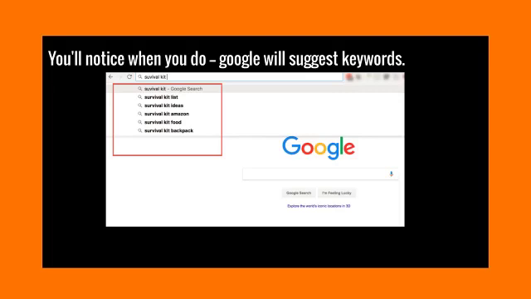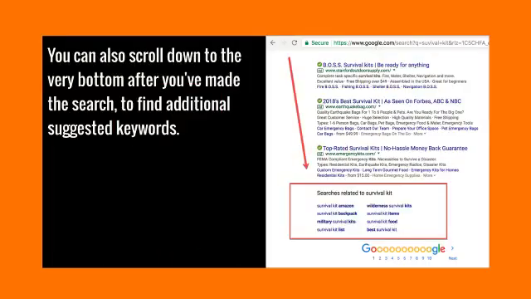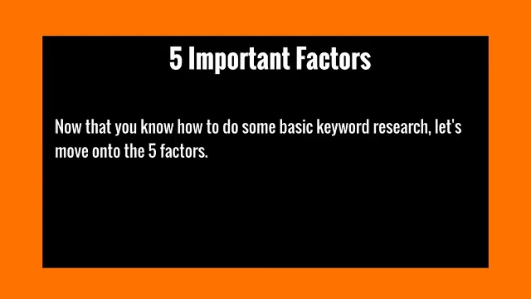If you type in the keyword and you press enter, and you scroll all the way down to the very bottom, you're going to see a list of words. So if you scroll all the way down the bottom after you made that search, you're going to find additional keywords right here where I've put a red box. So we can see additional keywords are things like military survival kits, survival kit list, best survival kit food, items, wilderness survival kit. So we can see not only are there different keywords, but there are also different types of survival kits for different scenarios and different settings. So that gives us an idea of, okay, we can write an article on military survival kits, or wilderness survival kits. So these could be totally different articles. So now that you have a basic understanding of basic keyword research, let's move on to the 5 important factors.